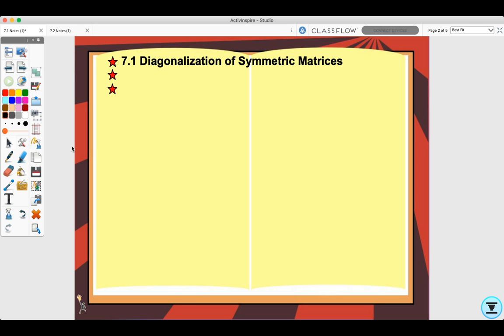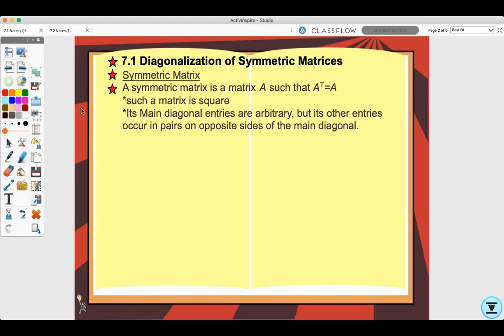Today we're doing section 7.1, diagonalization of symmetric matrices. A symmetric matrix is a matrix A such that A transpose equals A. Such a matrix is square. Its main diagonal entries are arbitrary, but its other entries occur in pairs on opposite sides of the main diagonal.